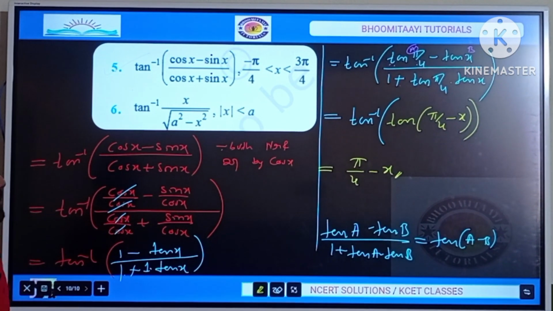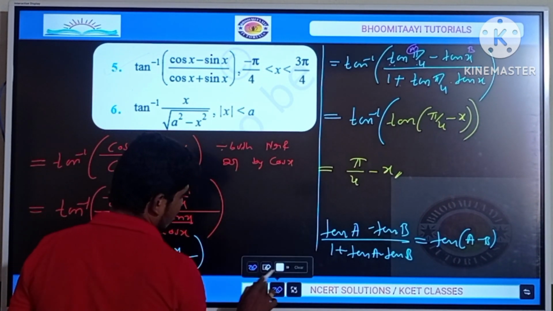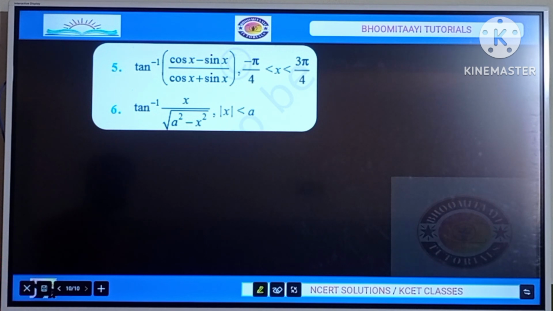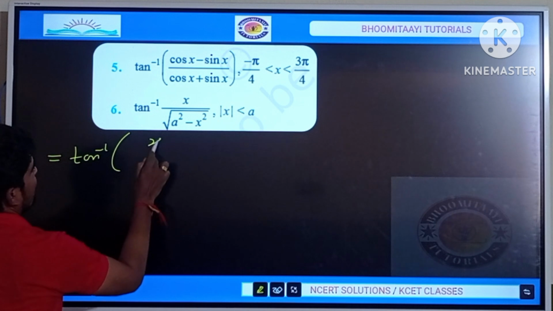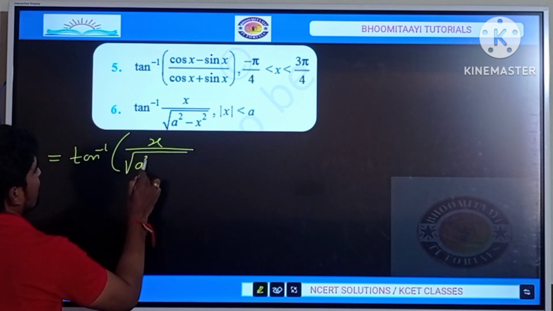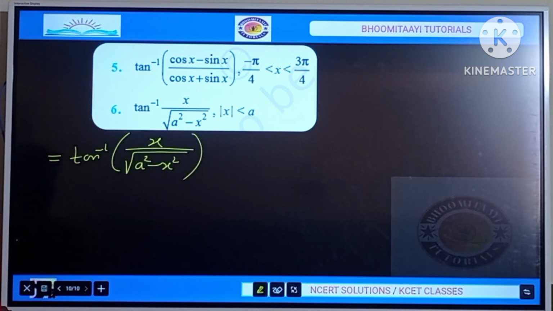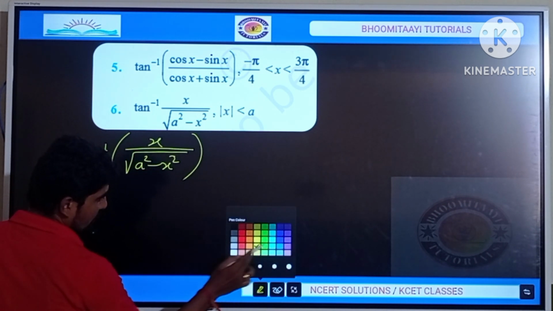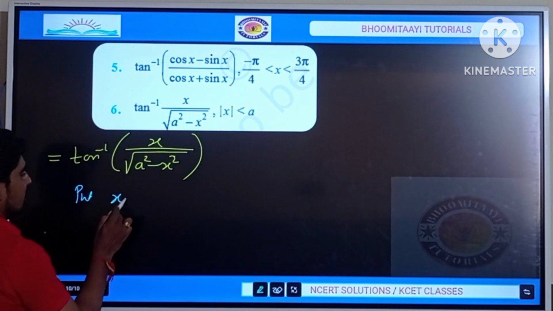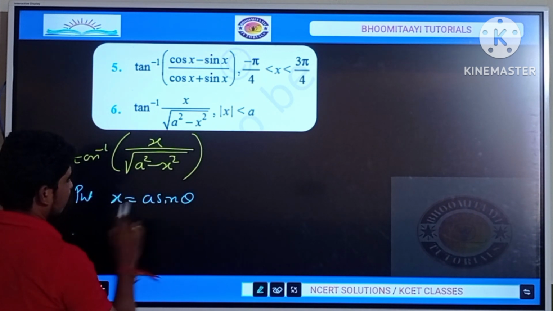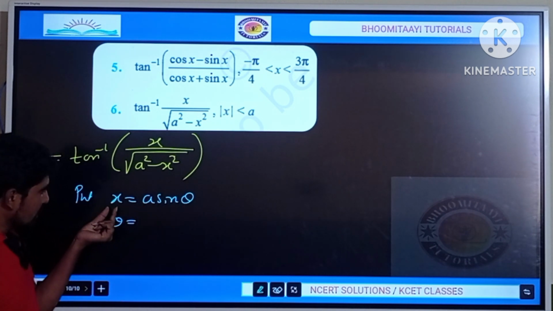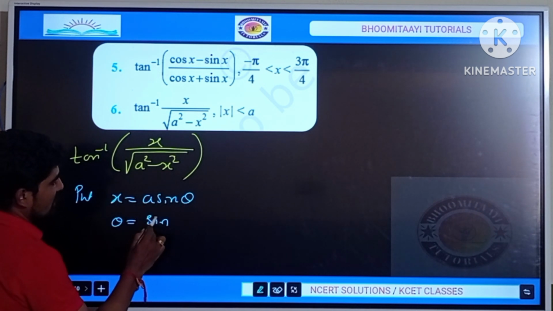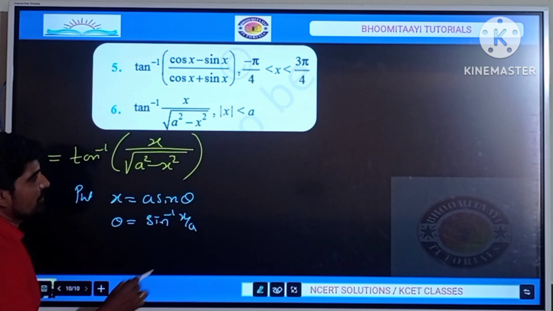So now let's start the sixth question. What is the sixth question here? Same thing, write the simplest form of tan inverse of x divided by square root of a square minus x square. To write the simplest form of this inverse trigonometric function, put x equal to a sin theta. Then what is theta? First, what is sin theta? Sin theta is x divided by a. Therefore theta is equal to sin inverse of x by a.